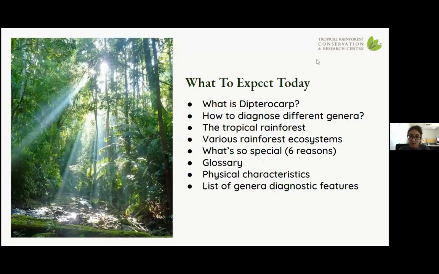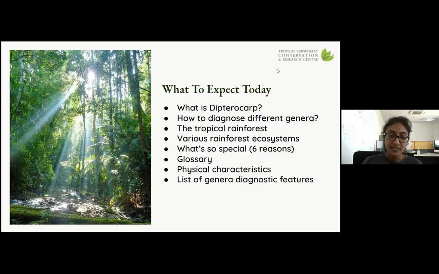So for today's presentation, what you'll be learning is what is Dipterocarp, and you'll be introduced to different ways to recognize a Dipterocarp tree. I'll briefly go through what the tropical rainforest is and what different ecosystems exist within it. I'll give you 6 reasons why the Dipterocarp trees are so special. And I'll go through some important leaf, fruit, and flower terms that we should understand as we go along the presentation. And then I'll go through, in general, the physical characteristics of Dipterocarp trees, and then into details of the physical characteristics that you can find in each genus of the Dipterocarp plant group.